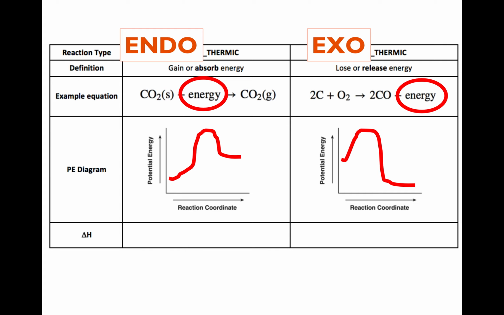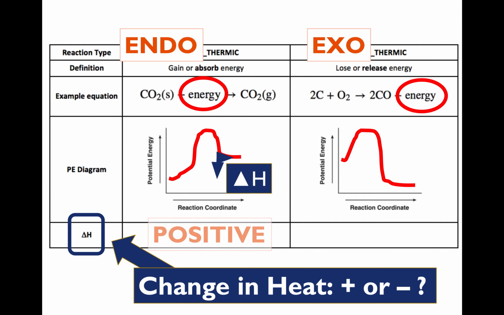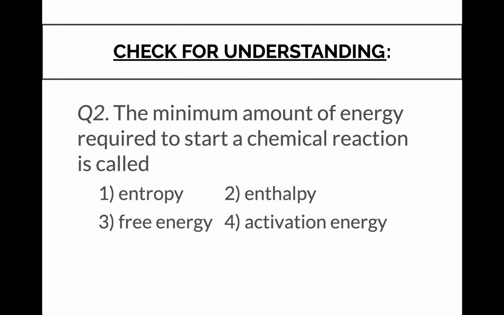If the products has less energy than the reactants, that's the exothermic reaction. And delta H is going to refer to the change in heat. For an endothermic reaction, the change in heat is going to be positive, whereas for the exothermic reaction, the change in heat is going to be negative. So let's answer this question together. Feel free to pause the video before moving on.